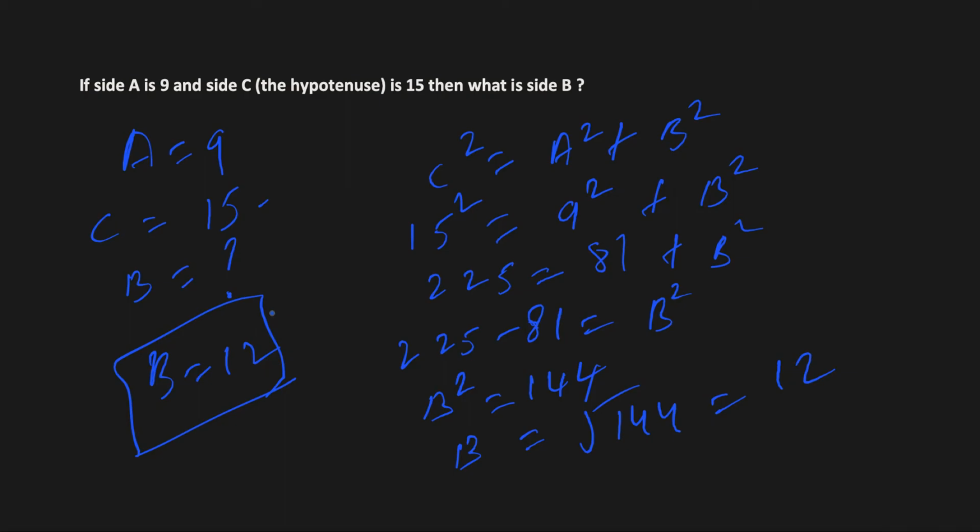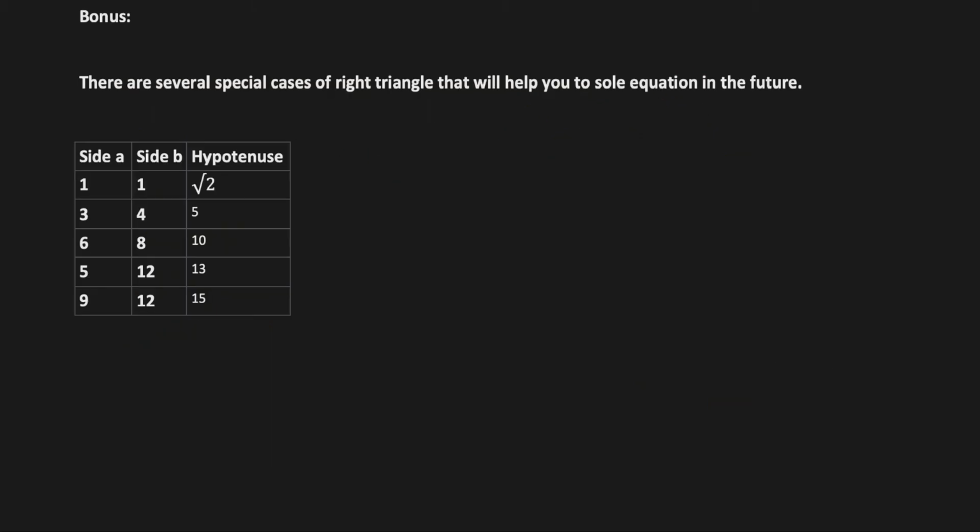So you can see that for any given right angle triangle, we can use the Pythagorean theorem to figure out a missing side if we know the other two sides. And just a note here, the Pythagorean theorem is only applicable for a right angle triangle. It's not applicable for any other type of triangle. Okay, with that, let's look at our special cases now.